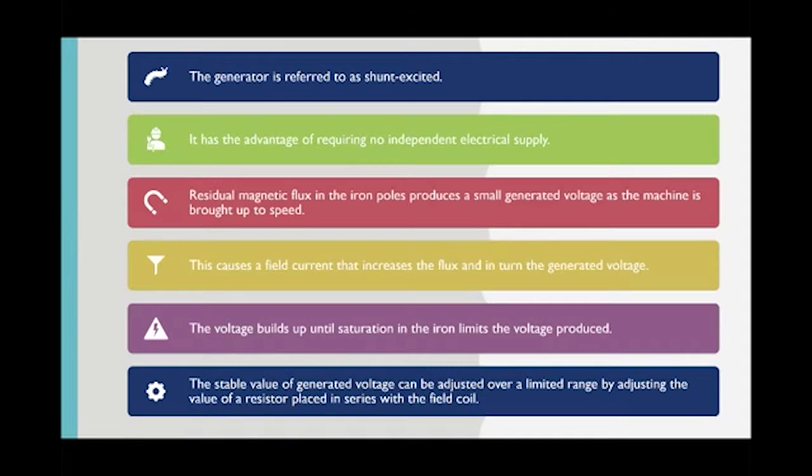Next, residual magnetic flux in the iron poles produces a small generated voltage as the machine is brought up to speed. Alright, so the consequence is that it causes a field current that increases the flux, and in turn increases the generated voltage. Later the voltage builds up until saturation in the iron limits the voltage produced.